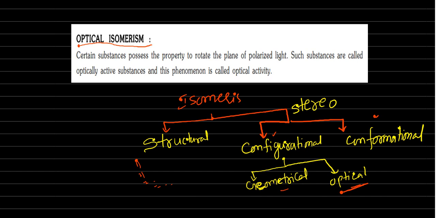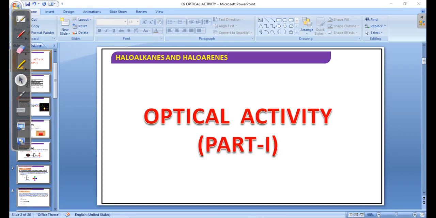We will discuss that later. See here, optical isomerism: certain substances possess the property to rotate the plane of polarized light. Such substances are called optically active substances, and this phenomenon is known as optical activity. What is that? Some substances rotate plane polarized light. Now, what is plane polarized light?